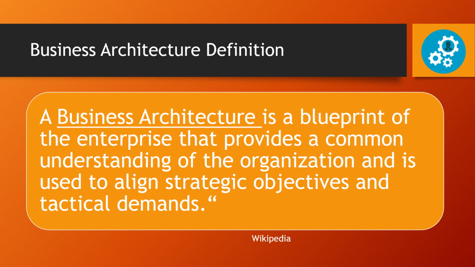So now we take that model and apply a business architecture to it. So we're going to start focusing it in on what we want to do. And an architecture is the blueprint of the enterprise that provides a common understanding of the organization and is used to align strategic objectives and tactical demands. This is where you start taking the strategies out and identify value streams to execute those strategies and build it on down into capability maps.